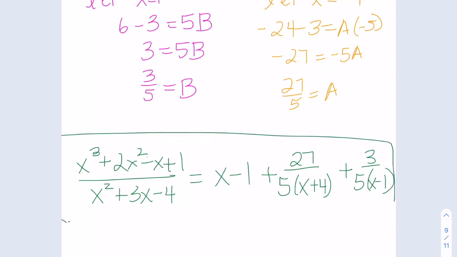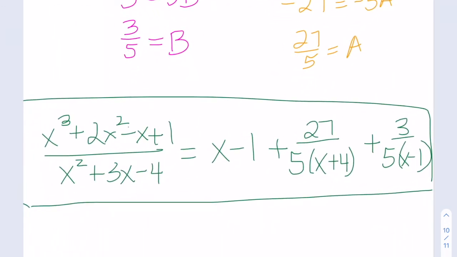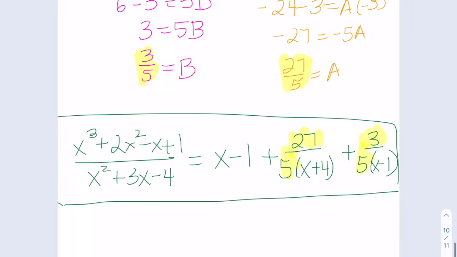We want to make sure that we write our fractions as fractions, not complex fractions. So if we get a fractional answer, you can see that 27/5 is still evident here. You have the 27/5, and then you have 3/5 for your b. I hope this lesson was helpful, and I'll see you all in class.